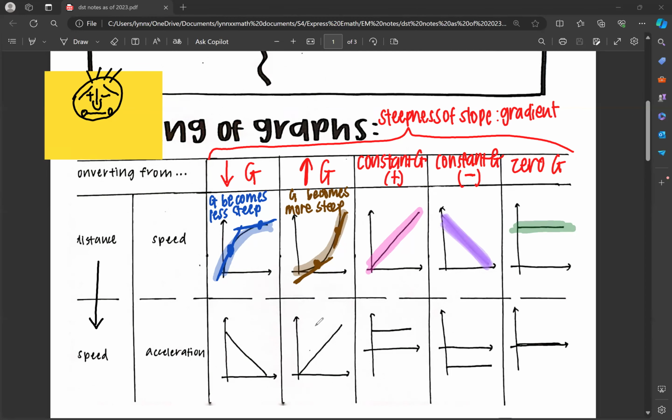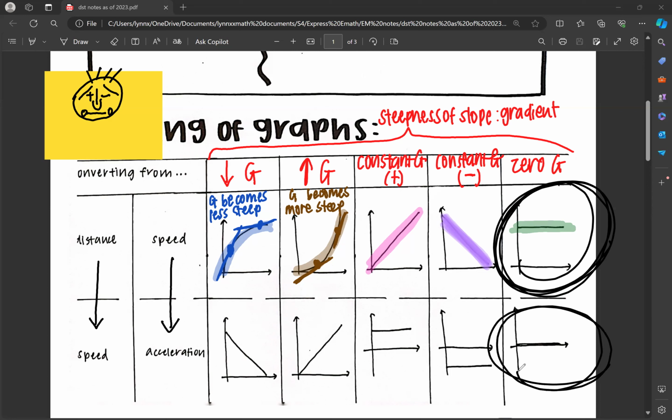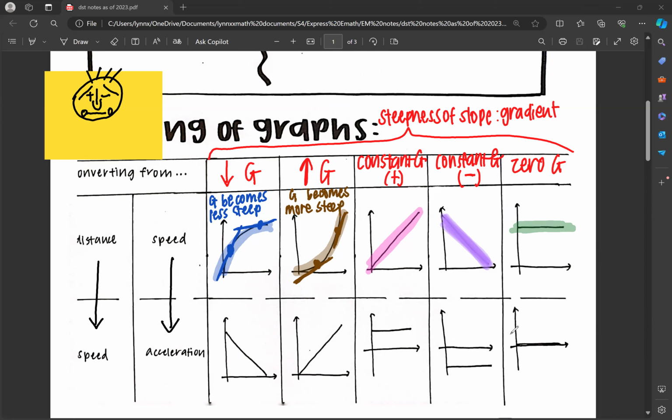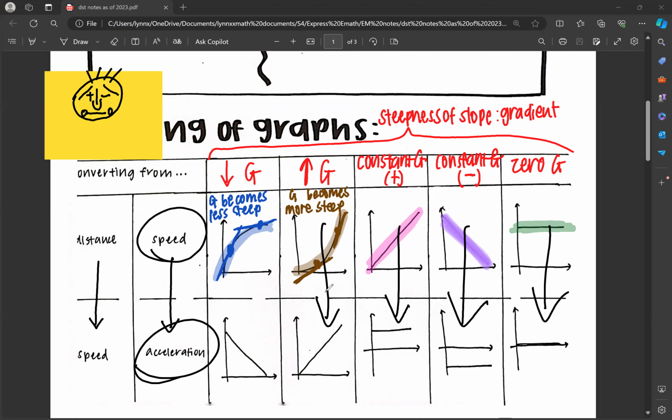Okay, listen carefully. Remember just now it was D to S to A. So the next one is speed to acceleration. You see that? Speed to acceleration. So if the speed graph is like that, if I want to convert to acceleration, that means the answer is this one here. Do you understand so far? So that is what it meant. So if I want to go from distance to speed, that means that I look from top to bottom. If I want to go from speed to acceleration, I also look from top to bottom. So far, so good?